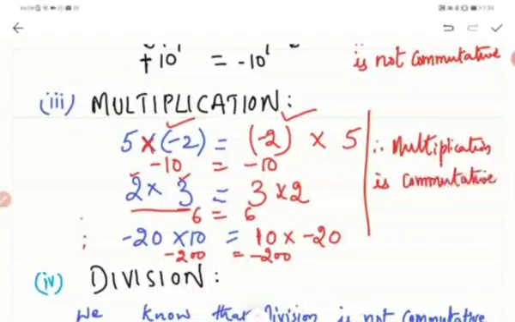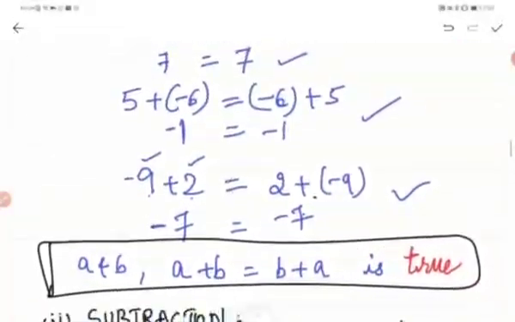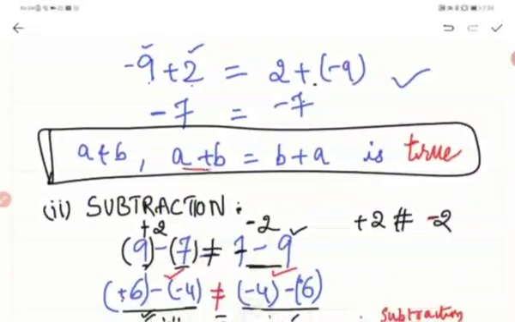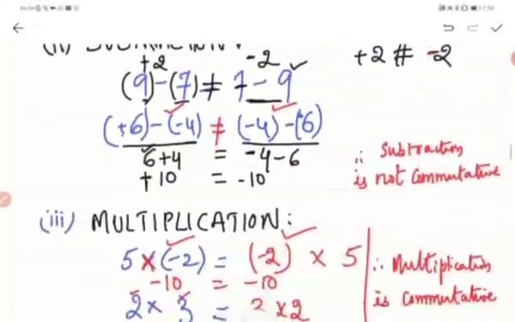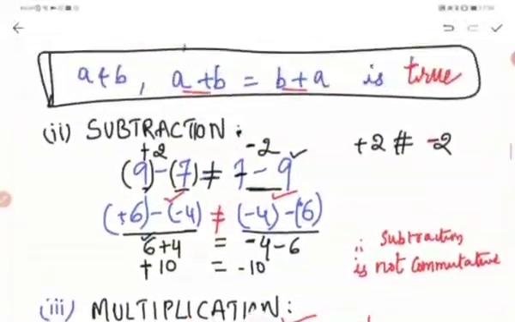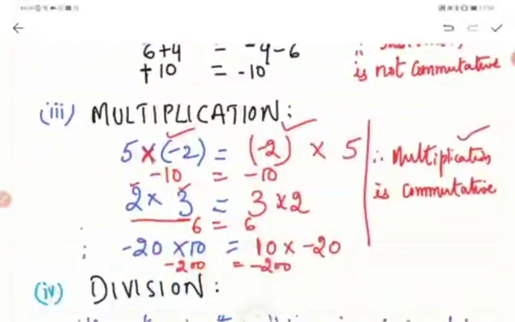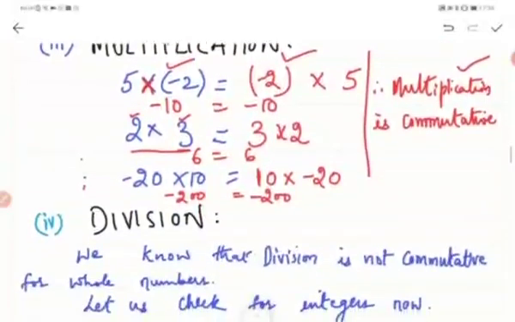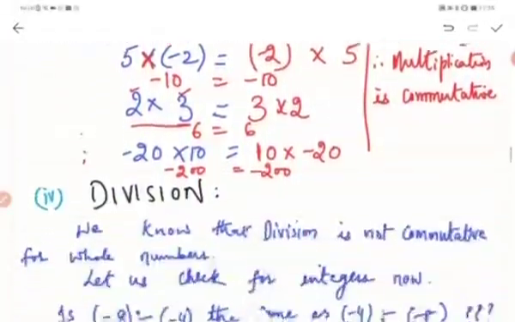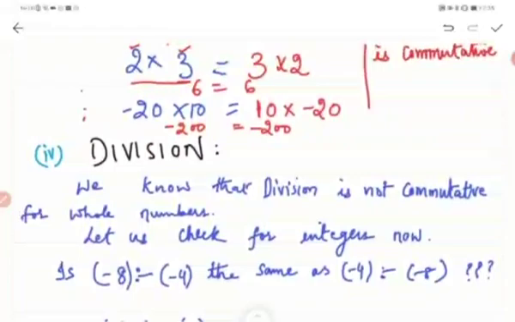Alright students, I hope it is clear. I think it's very easy to understand. What is commutative? You are just swapping the numbers. After swapping, if we get both the numbers equal on both the sides, then we say that the commutative property is true. So till now we had seen commutative property is true for addition and multiplication, isn't it? For subtraction it is not commutative. Okay, let's see for division. What do you think, students, is the commutative property true for division of integers?